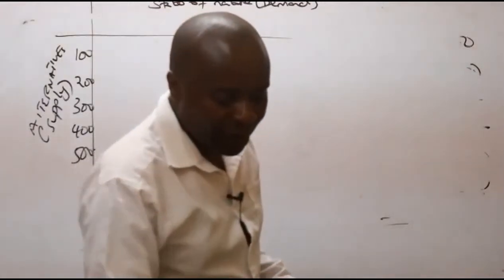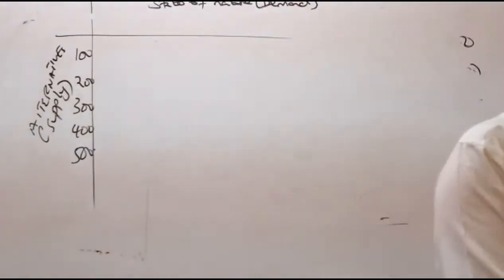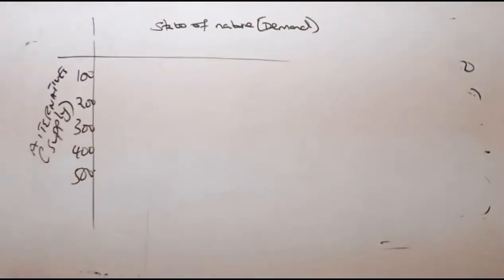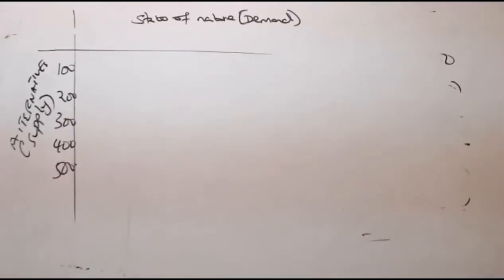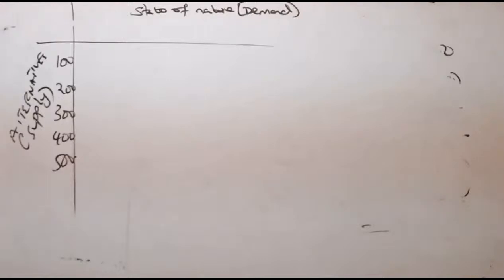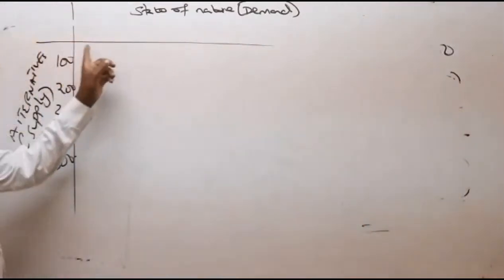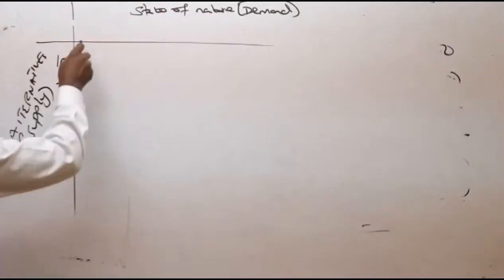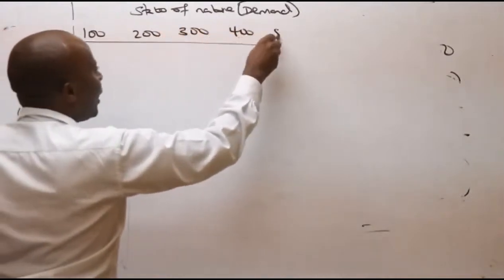Now listen, ladies and gentlemen, how do we get to really know the demand amount? Unless you're told otherwise, remember what we are told in economics: demand and supply should always be equal. So the same supply figures that you have here will be the same demand figures we put there. So in that case, we are going to put 100, 200, 300, 400, and then 500.